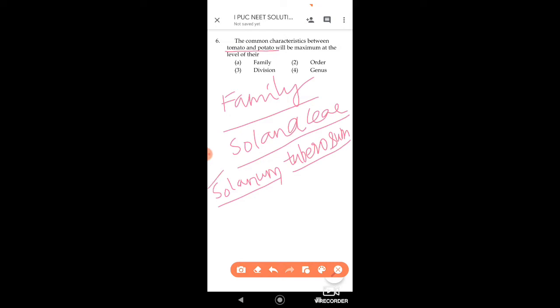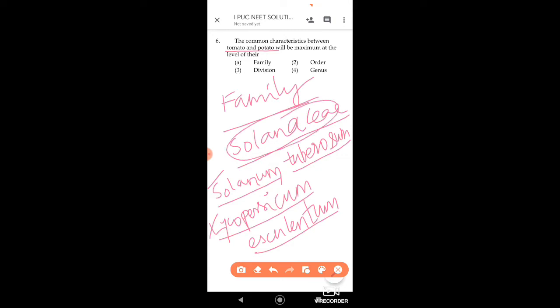All right. Then we have tomato. Lycopersicum esculentum is the scientific name of tomato. Right. So both Solanum tuberosum as well as Lycopersicum esculentum belong to the family called Solanaceae. All right. And it is generally called the potato family because many of the vegetables and fruits are derived through this family. Anyway, the correct answer you have to go for here is family, because tomato and potato belong to the same family called Solanaceae. So they have common characteristics more with respect to the family level.